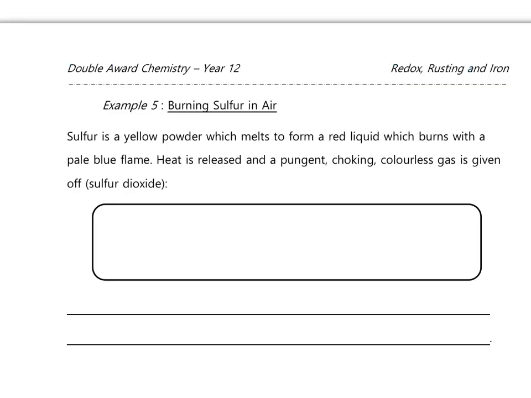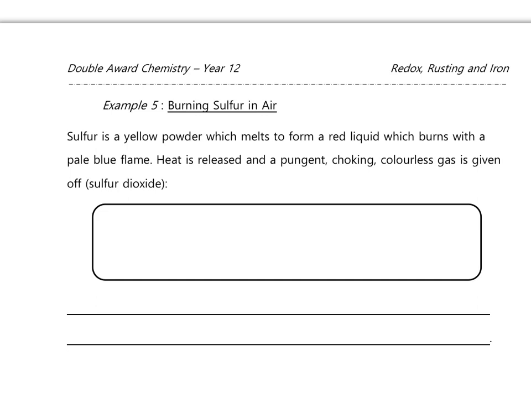The final example of oxidation that we're going to look at is the burning of sulfur in air, and you can see all of these burning reactions are oxidation because when you burn something, it reacts with the oxygen in the air and essentially it gains oxygen. It forms an oxide product. Again, I'm going to show you a video of this reaction in just a second, but sulfur is a yellow powder which when you heat it, when you burn it, it melts to form a red liquid which burns with a pale clean blue flame. Heat is released and we form this pungent, choking, colourless gas, and that gas is sulfur dioxide.